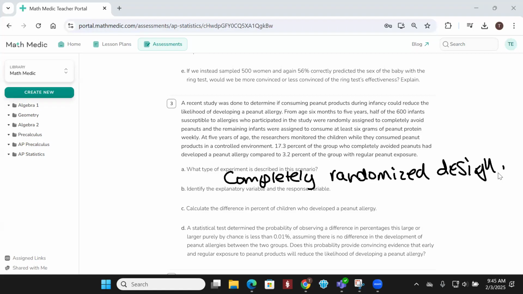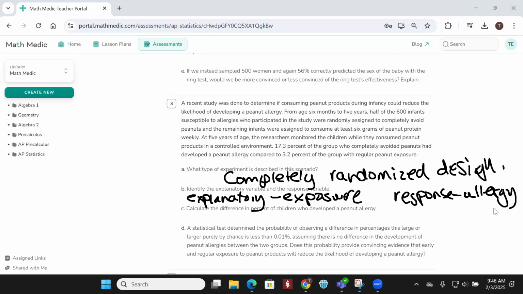All right, identify the explanatory variable. Explanatory, what is it? Okay, so level of exposure, and then what's the response? Okay. So exposure, and then whether or not they have the allergy. Okay. Calculate the difference in the percent. Okay, so you should just subtract. So 17.2 minus 3.2 equals 14.1.